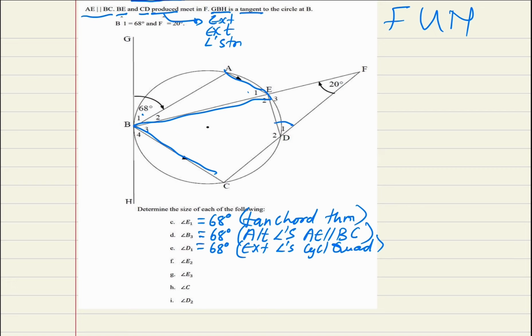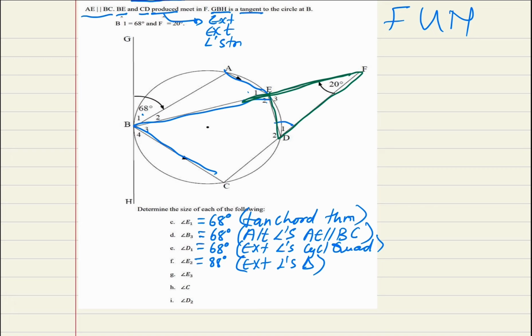Okay, then they continue and say E2. Where is E2? Here is E2. So E2 is going to be 68 plus 20, which is 88. Why did I say so? It's an exterior angle of a triangle. Can you see that one? Let me indicate it. Here it is. Okay, that is it.